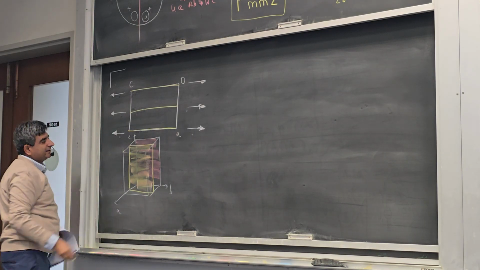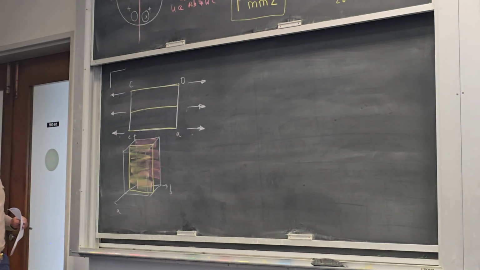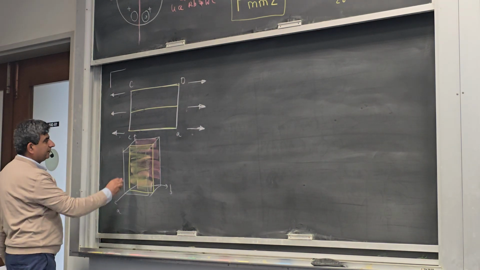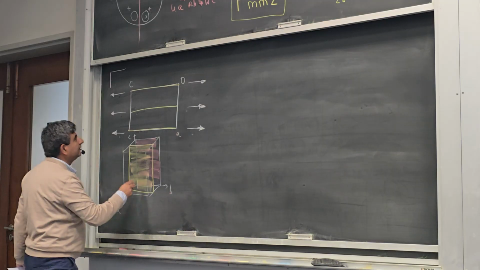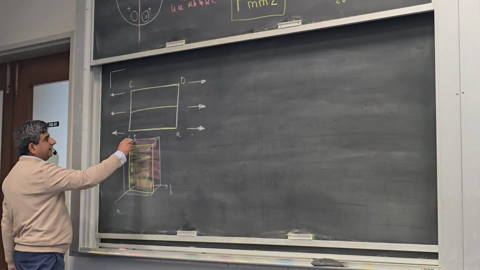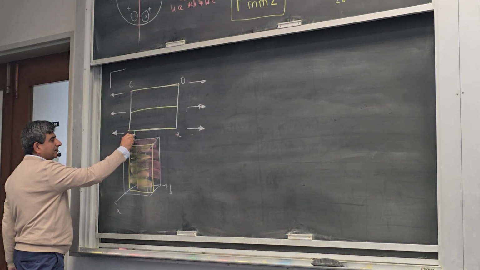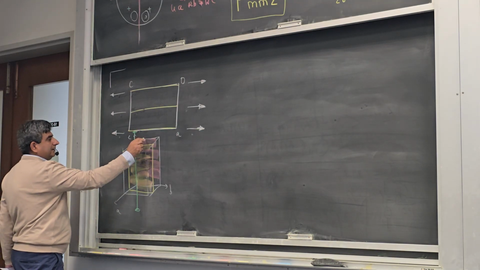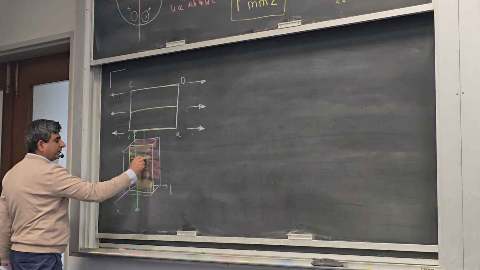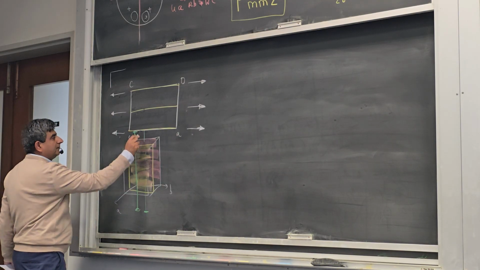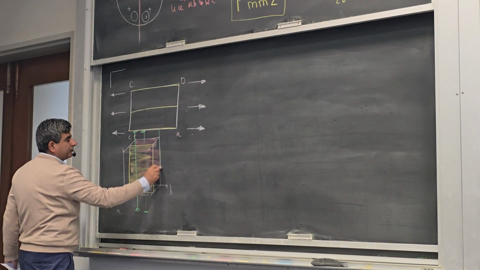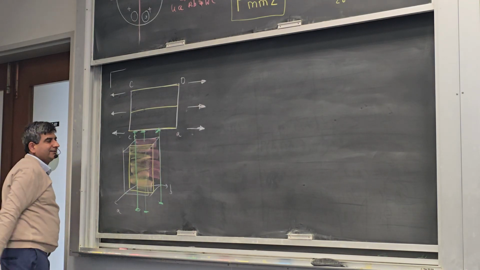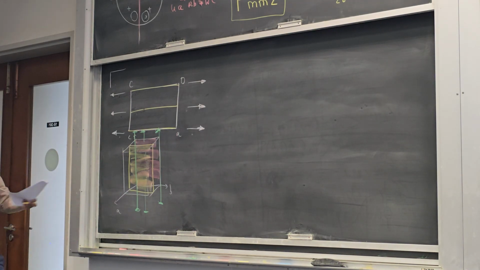These are the two mirror planes that I've drawn. And then there's a two-fold axis of rotation along C, which is, this is a two-fold axis of rotation. This is a two-fold axis of rotation. Right? And of course, this is a two-fold axis of rotation. Okay? So that's what this means.